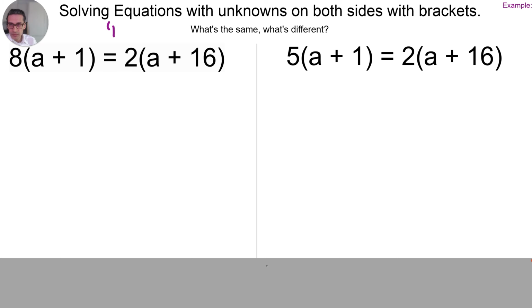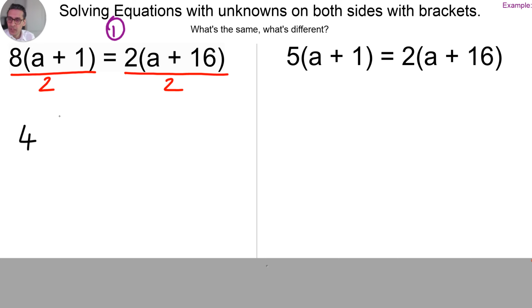For the first method, I'm going to decide to divide. Because 2 is a factor of 8, I can do that. So I'm going to do the following. I'm going to divide the whole thing by 2. And I have to do the same thing on that side as well. So then I'm left with 4, because 8 divided by 2 is 4, brackets a plus 1 is equal to, and then 2 divided by 2 is 1, so that just gives you 1, is equal to a plus 16.